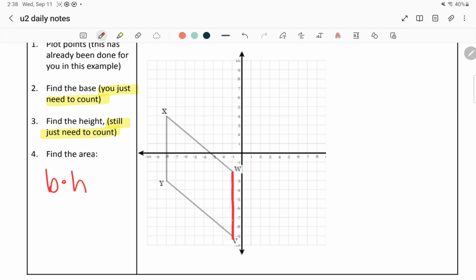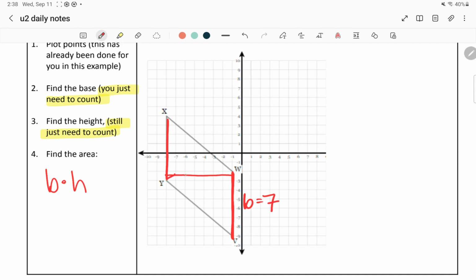Pretend like the side WV is the bottom. That would be my base. And if I count that, which I can because it's horizontal, that's 7. Then my height is just going to be my tallest point to my highest places, right? Furthest I can get.